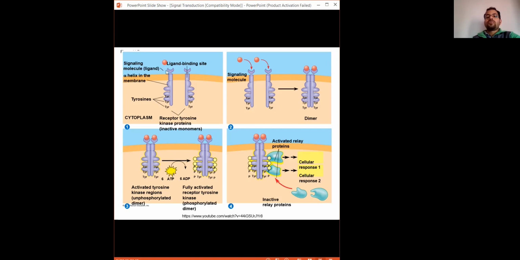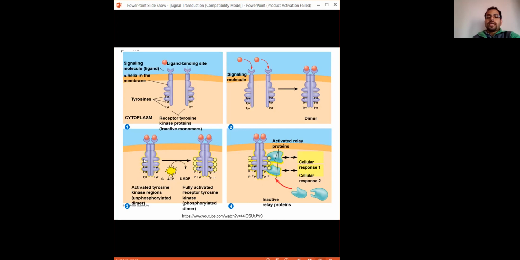Okay, without the ligand. Now, when the ligand molecule comes and binds to both of these inactive monomers, they come closer and join to form a dimer. Okay, so this is known as dimerization. Now, after that, some ATP molecules are hydrolyzed to form ADP, and as a result, these tyrosine amino acids can be phosphorylated.